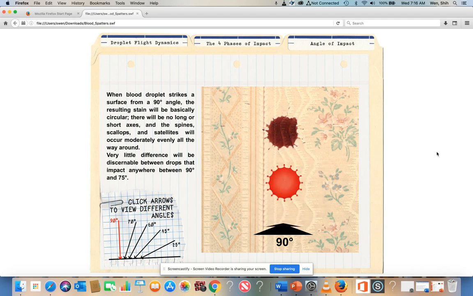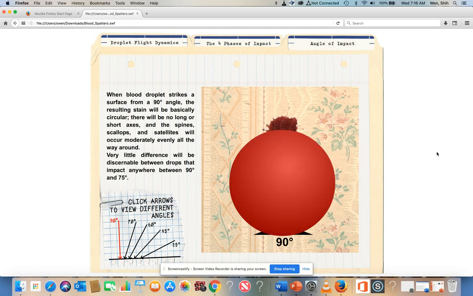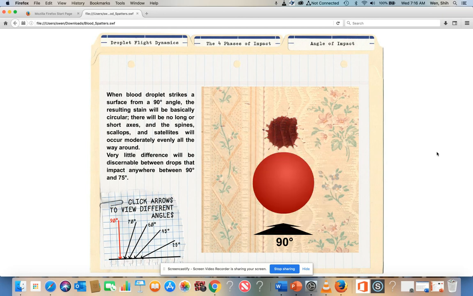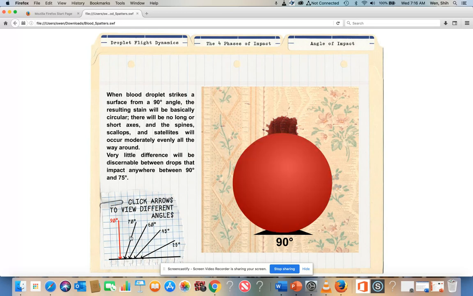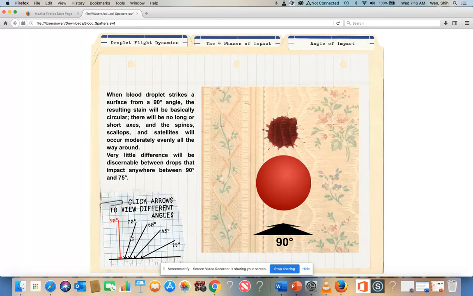Alrighty, today's NTI lesson is going to be on the angle of impact. Now, as you can see at the very bottom, you have all different types of angles of impact that we're going to click through to make sure that you have an opportunity to see what happens to blood whenever you increase or decrease the angle.